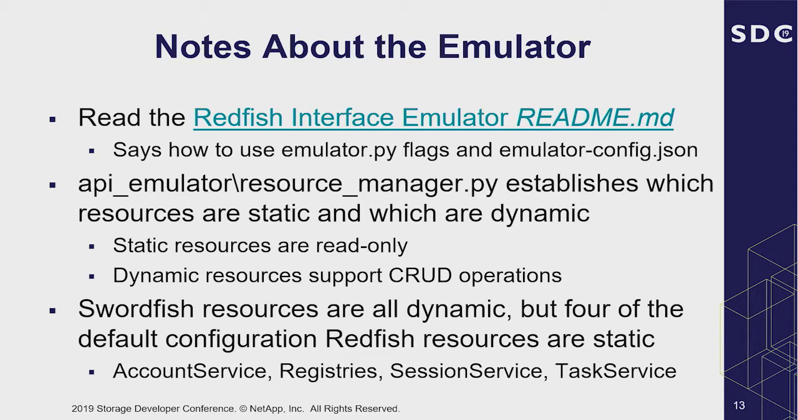There's this file inside the repo. There's a directory API Emulator, and then there's this resource_manager.py file. That's actually really important because that file says which resources are static, they're read-only, you can't change them, and which resources are dynamic. If they're dynamic, it means you can use CRUD operations to change them. In other words, they'll respond to and remember what you told them to be through REST commands. So hang on to that because there are static resources and dynamic resources in the emulator.